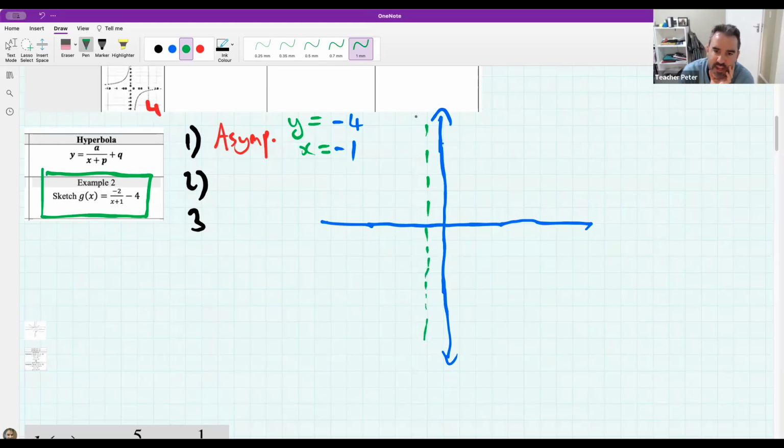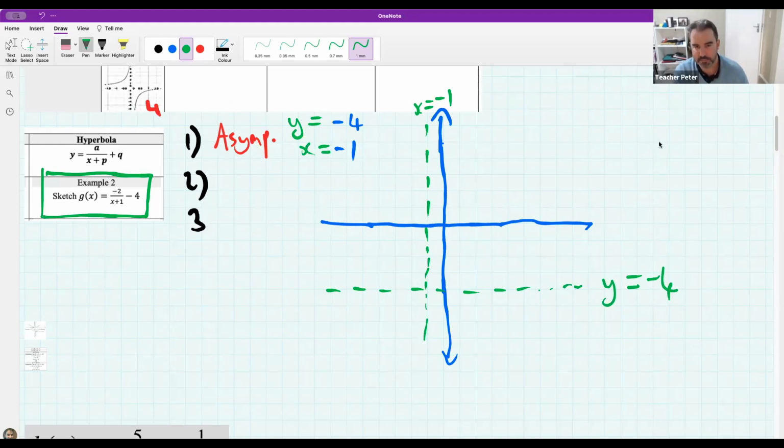But basically what this is saying is that this will be an asymptote here. x is minus 1. And then the other one will be minus 4, so 1, 2, 3, 4. So the other one will be y is minus 4. So what we can see is that this one is the horizontal asymptote, that one is the vertical. Now our graphs are either going to go here and here or here and here. What's my next step going to be in drawing the hyperbola?